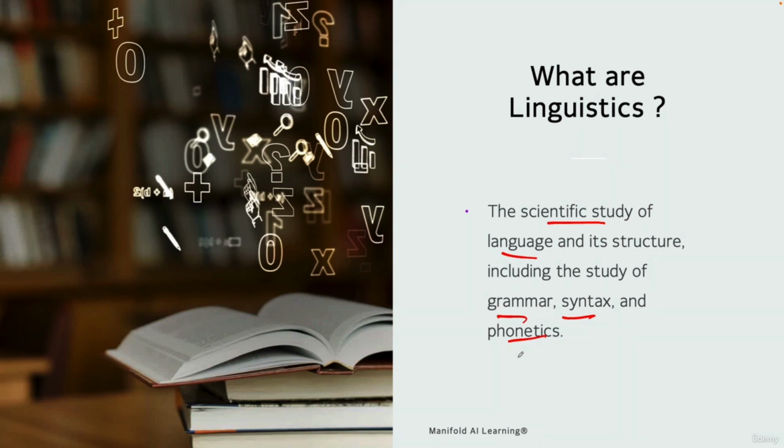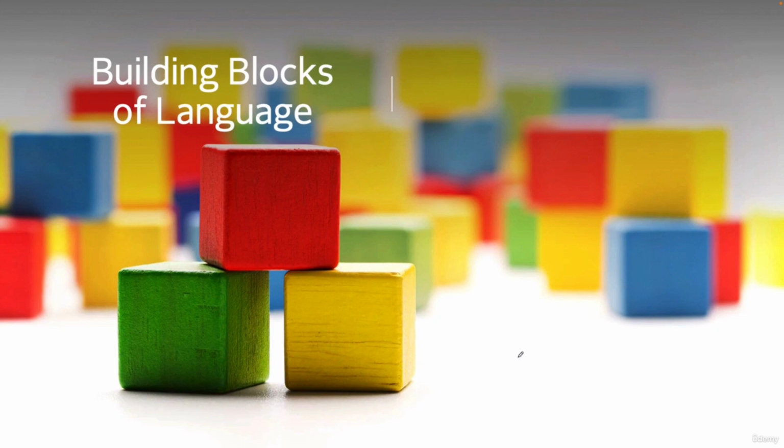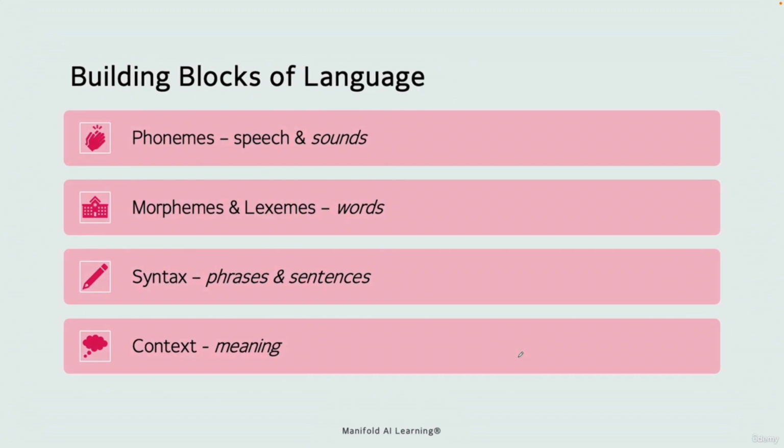Now that you have understood what exactly a language and linguistics is, let's look into the building blocks of a human language. When I talk about the building blocks of a human language, there are majorly four building blocks. They are phonemes, morphemes and lexemes, syntax, and context. So these are the four building blocks of a human language. Phonemes are made up of speech and sound. Morphemes and lexemes are related to the words.